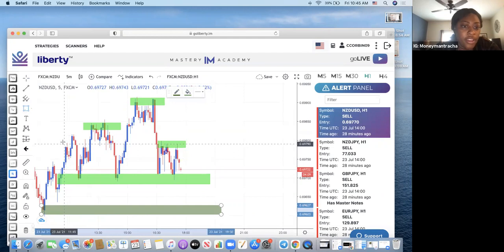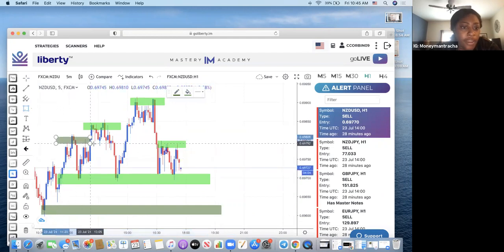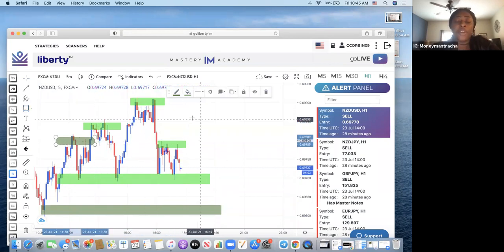All right, I'm gonna do that. And then I'm going to do maybe that too. Okay, there we go. So pretty much these light green boxes are representing clear areas where the market tested and retested at least 3 times.